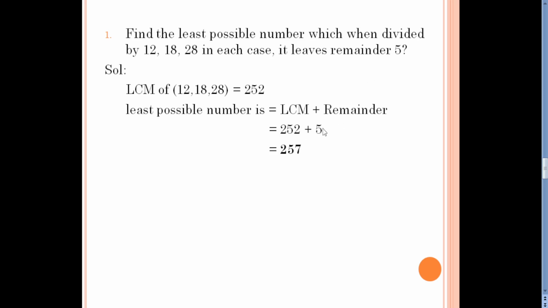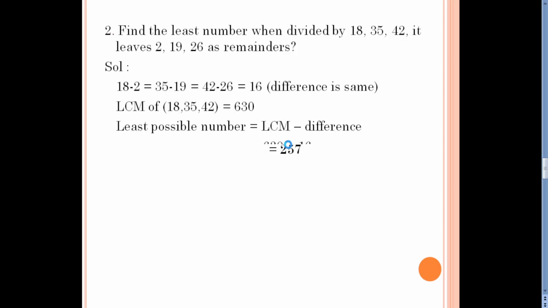5, since it is the same remainder. So finally, what is the answer? 257. Okay, and in the second question, find the least number which, when divided by 18, 35, 42, leaves 2, 19, 26 as remainders.